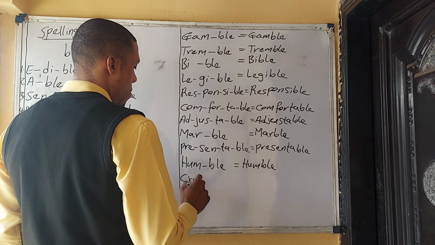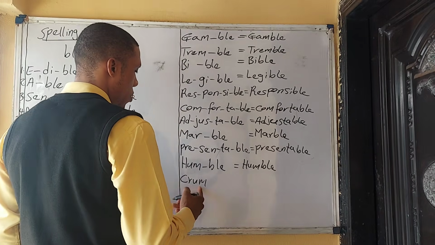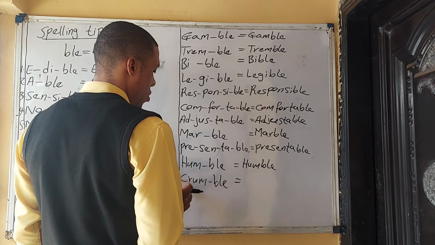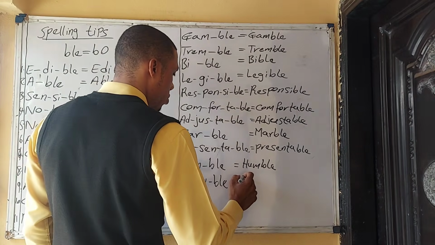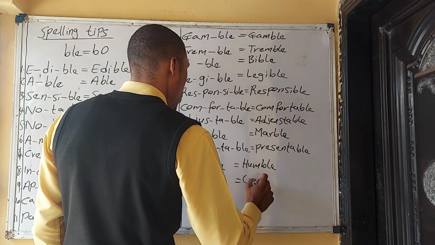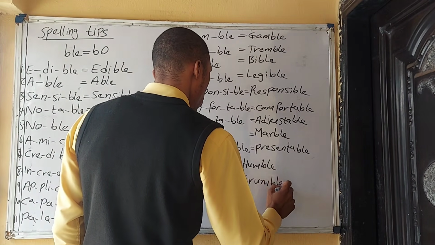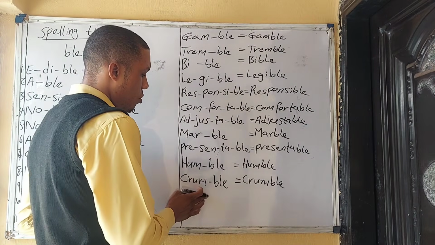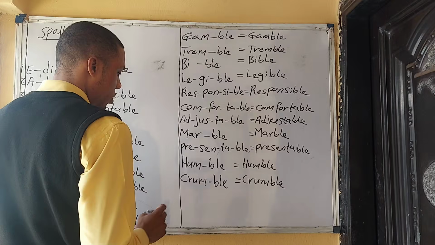Also, we have crumb. Then bo, you have what? Crumble. When you bring it together, you have crumble.